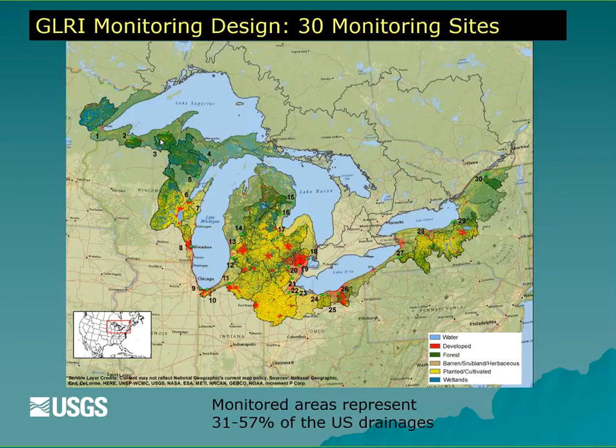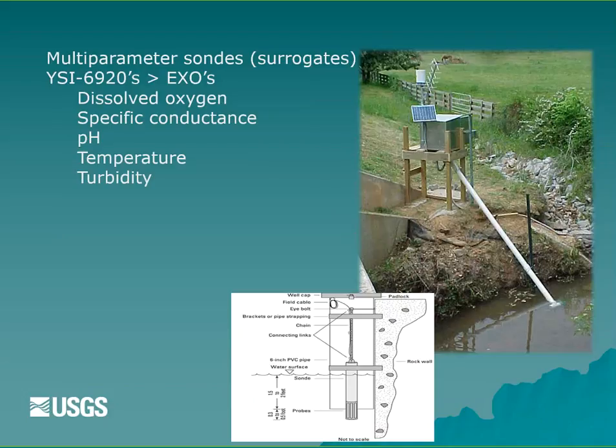To do that, we relied a lot on some of our original SPARROW estimates to pick sites that were representing the bulk of the load. Now these 30 sites that we started off with in 2011 represent about 31 to 57% of the U.S. drainage, and even more of the loads that are getting into each one of these lakes. At each one of the sites, we tried to rely a lot on some of the main tributaries that have been monitored in the past, and not too surprisingly, those are the ones with the biggest loads.